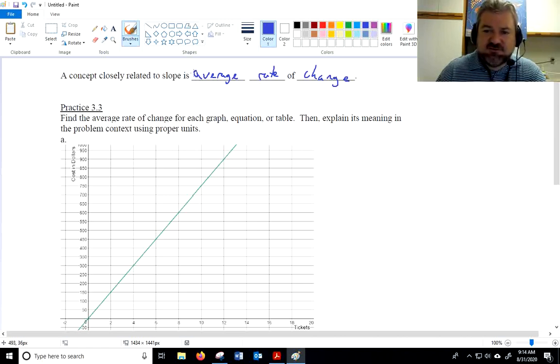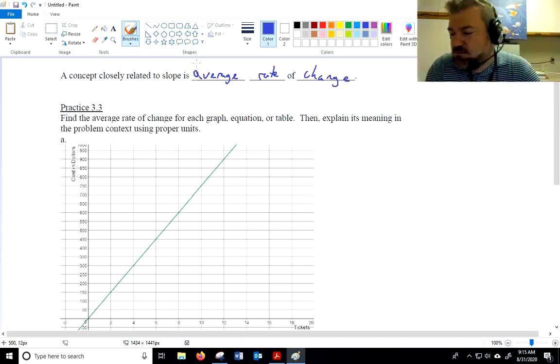If you listen to the news or you read about different events, you're going to hear about average rates of change constantly. You're going to hear about it in sports when they talk about the amount of free throws per attempt.